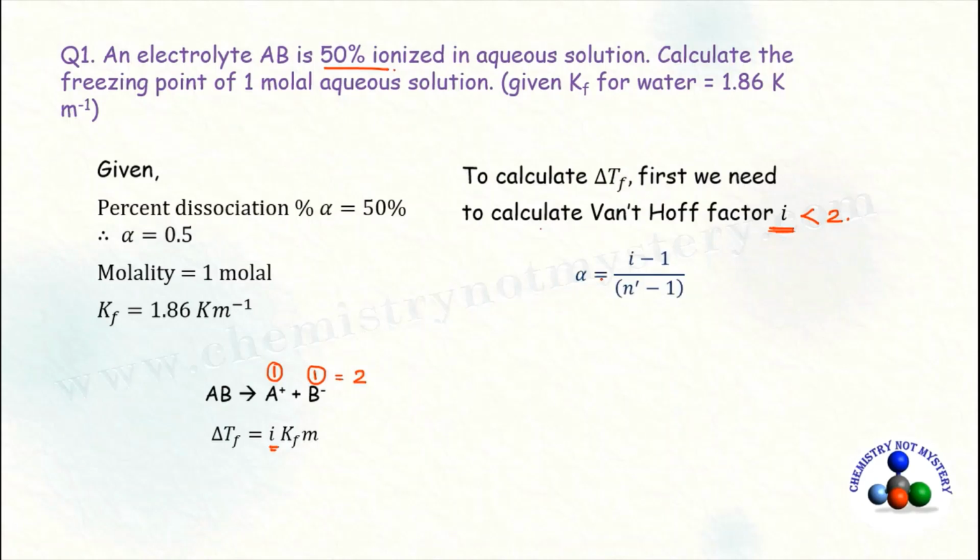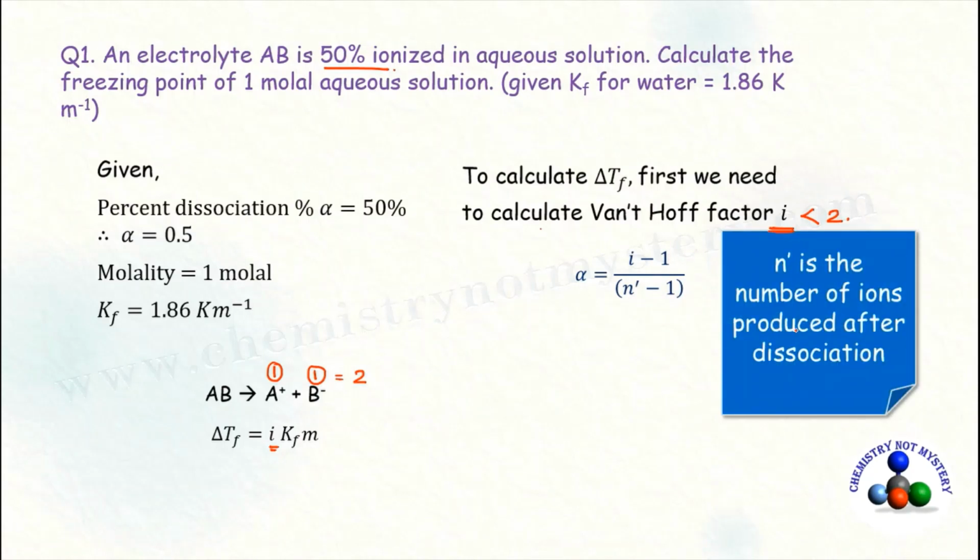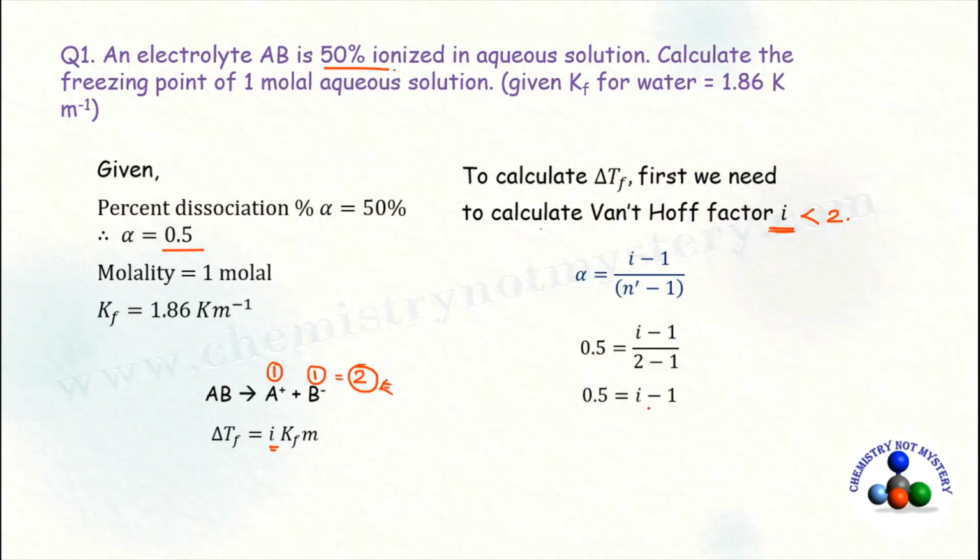To calculate the value of I, we have to use the formula alpha is equal to I minus 1 over n dash minus 1, where n dash is the number of ions produced after dissociation. Here there are 2 ions produced after dissociation, so n dash will be equal to 2. Now let's place the value of alpha, which is 0.5, and n dash, which is 2. You will get 0.5 is equal to I minus 1 divided by 2 minus 1. When you solve it, you will get 0.5 is equal to I minus 1. When you transfer minus 1 to the other side, you will get I is equal to 0.5 plus 1. So I will be equal to 1.5, and it is less than 2.